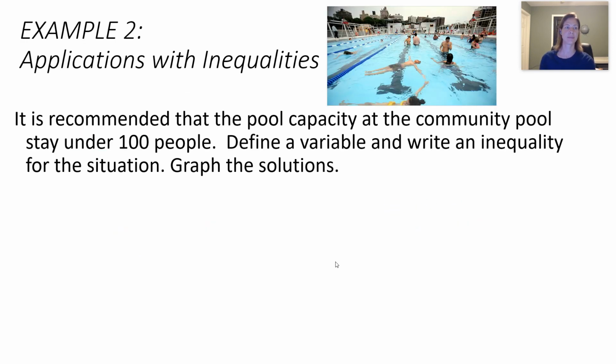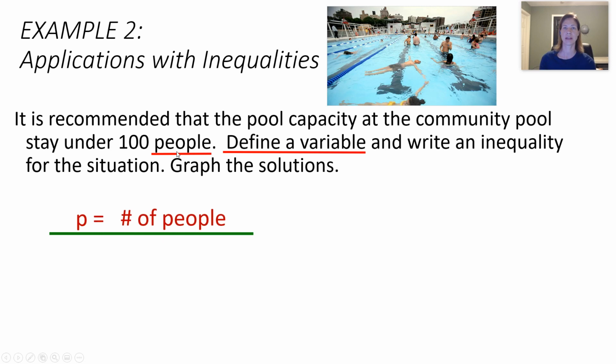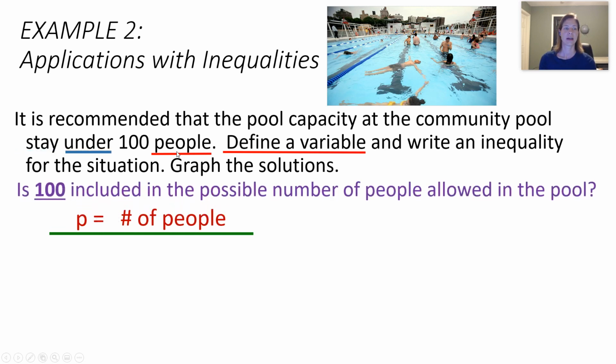Here's another example. It is recommended that the pool capacity at the community pool stay under 100 people. Define a variable and write an inequality for the situation. We're graphing this one also. So defining a variable. Well, in this case, it says under 100 people. So the number of people, you could do P for number of people, or S for number of swimmers, or however you want to do that. Is 100 included in the possible solution?